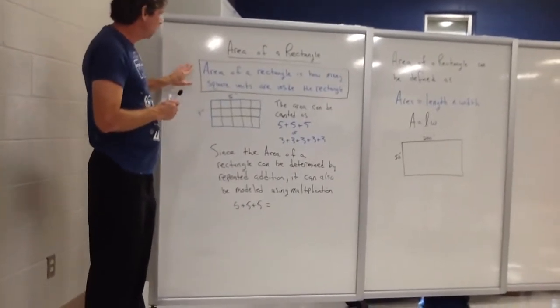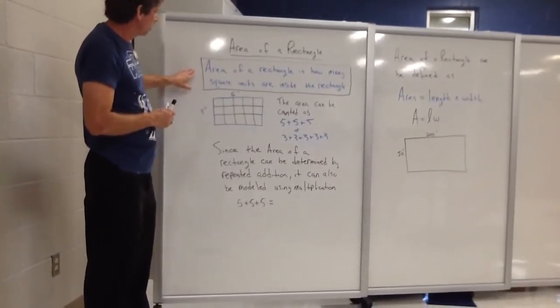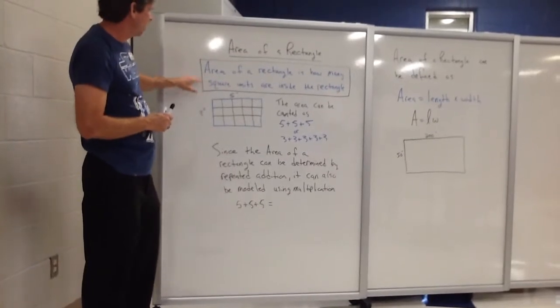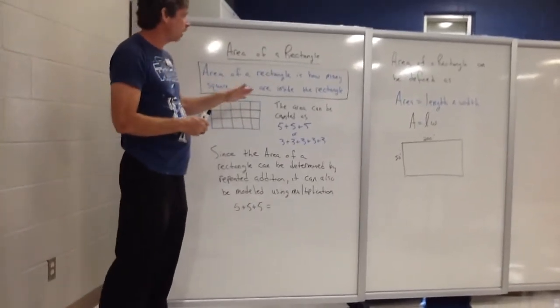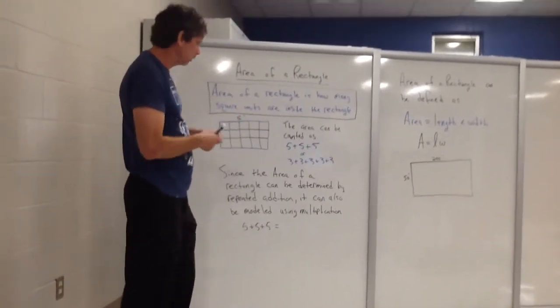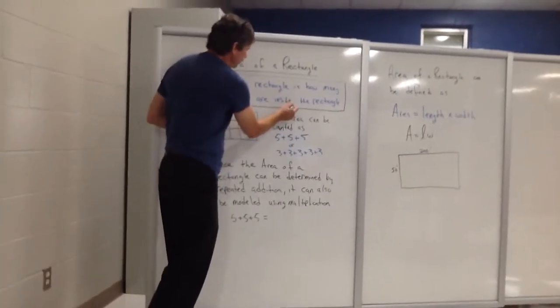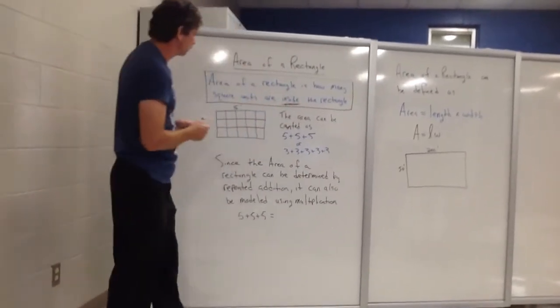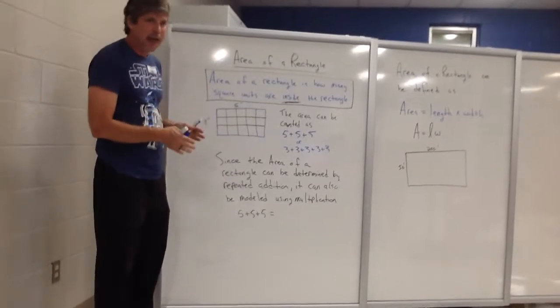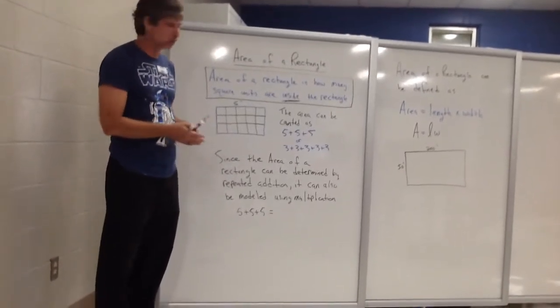When we get into area, just to define area for us, the area of a rectangle is how many square units are inside the rectangle. So it's very important to pick up that the area is actually the inside space. And that inside space has to be divided into squares.